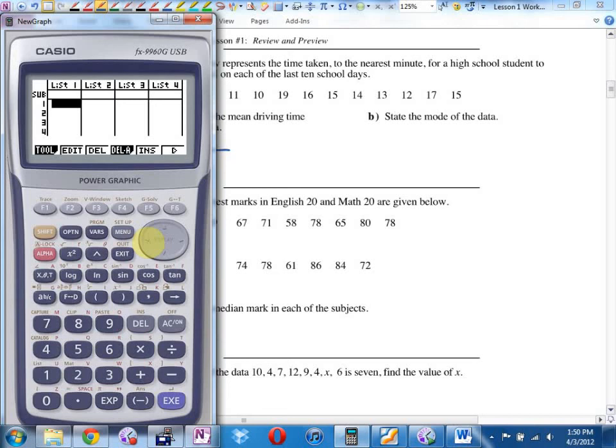Got it? Okay. Let's type these numbers into list 1. So the numbers are 11, 10, 19, 16, 15, 14, 13, 12, 17, typo, 17, 15. Just read them right from in front of you. Don't read them from me. You've got the list in front of you. It's way easier to do.